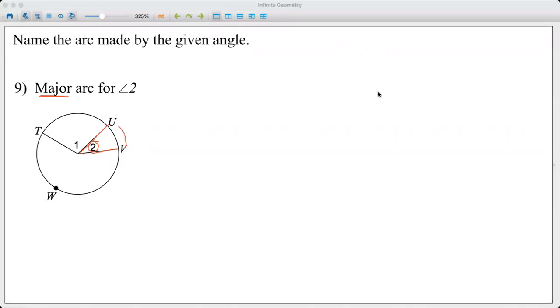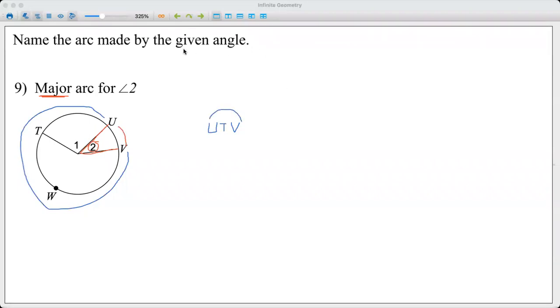So the major arc will be what's left of the circle. So from U all the way back around here to V would be the major arc that's associated with angle 2. All right, so how do you write that? Well, remember, I need 3 letters for a major arc. You can start with U or V. If I start with U, the last letter has to be V, and I need a point in between. You can pick T or W. I'll pick T, and then put the major arc symbol over the top, and you're done.